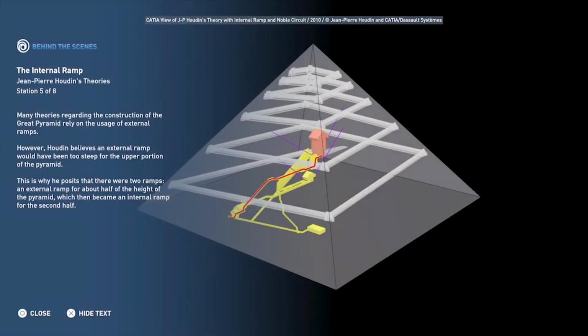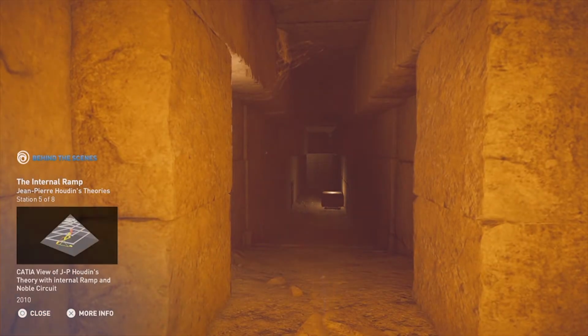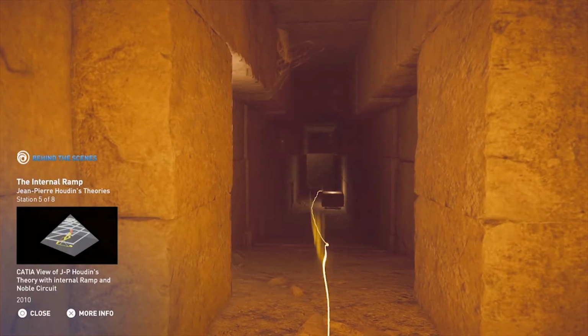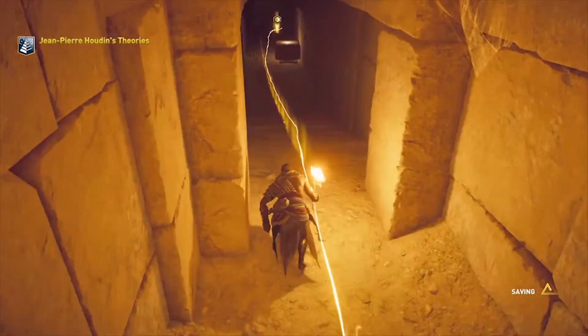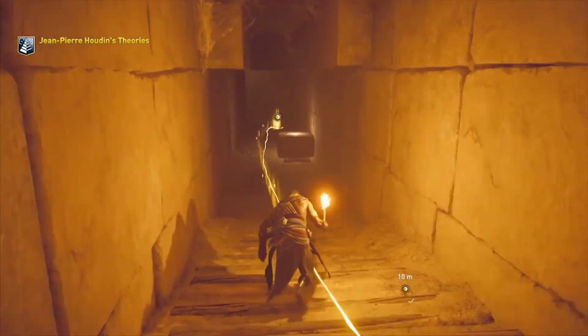Many theories regarding the construction of the Great Pyramid rely on the usage of external ramps. However, Houdin believes an external ramp would have been too steep for the upper portion of the pyramid. This is why he posits that there were two ramps. An external ramp for about half of the height of the pyramid, which then became an internal ramp for the second half.